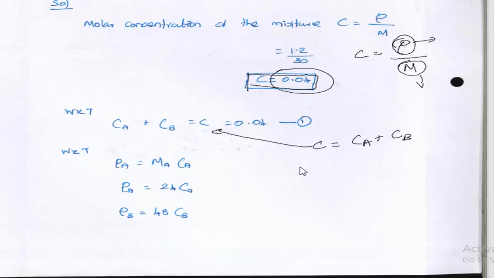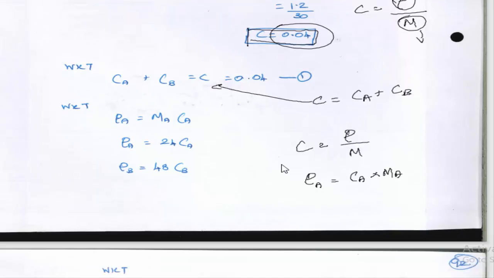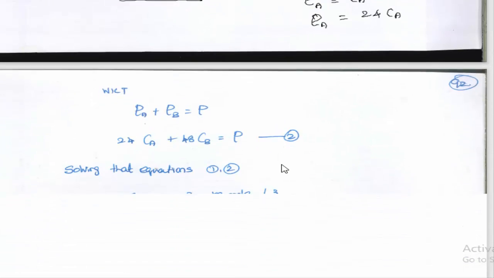Similarly, we know that C equal to rho by M. From this formula I am writing rho of A equal to Ca times Ma. For component B also I am writing the same equation. Now you know the molecular weight of component A, Ma, is 24. So rho A equal to 24 Ca. Similarly, the molecular weight of component B is 48, and I am writing rho B equal to 48 Cb.